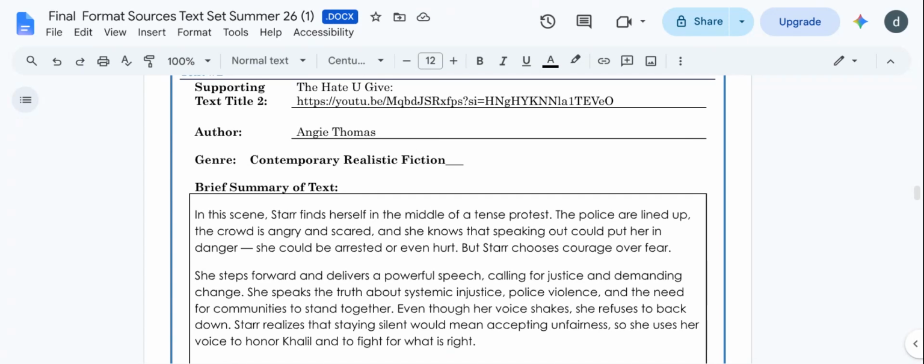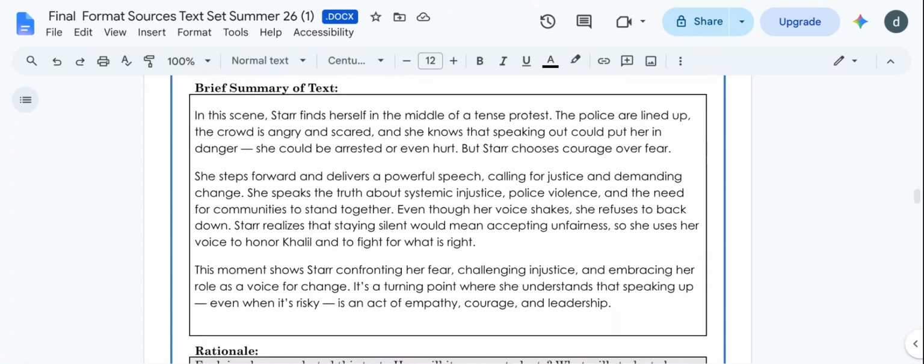She doesn't know what to do, but she stands up and speaks out loud to denounce the unfairness and the injustice. She steps forward and delivers a powerful speech calling for justice and demanding change. She speaks the truth about systemic injustice, police violence, and the need for the community to stand together. This is empathy.